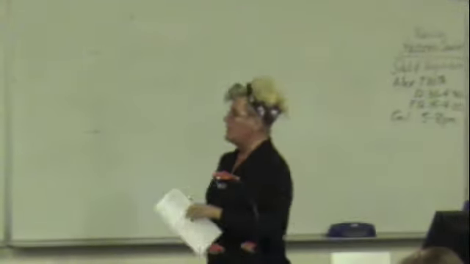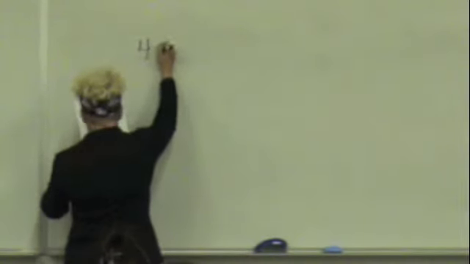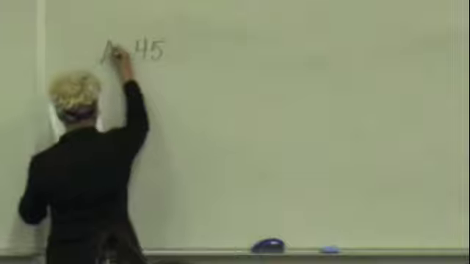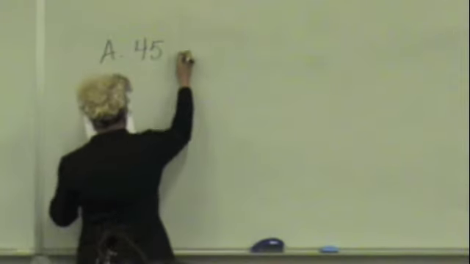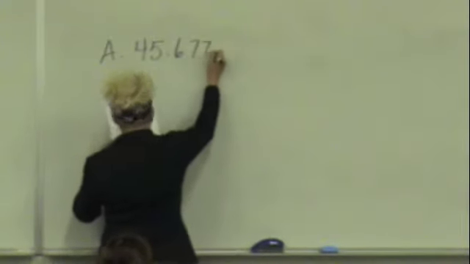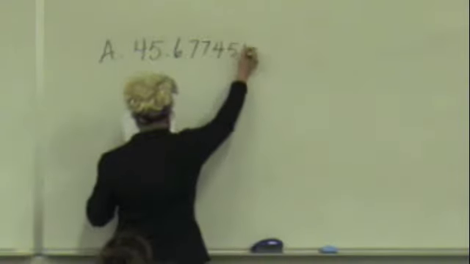All right? So there are different ways in which people have been taught to round. I'm going to show you the way that most people have been taught. We'll look at 2A there. So we have the example of 45, this is A, 45.677455.